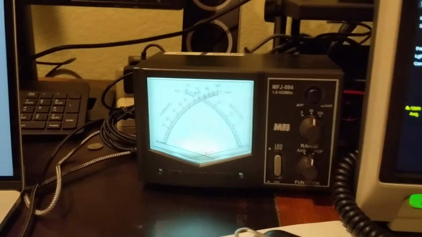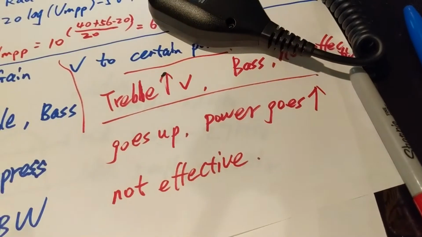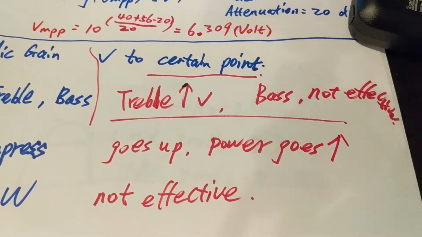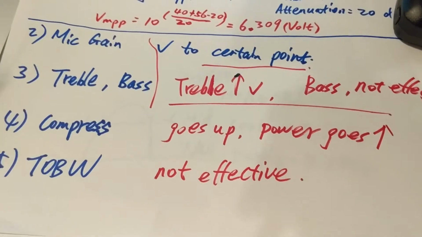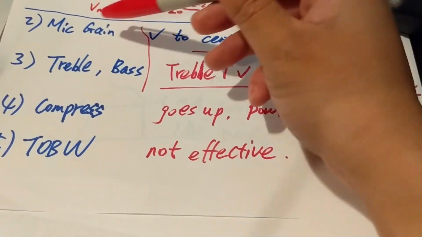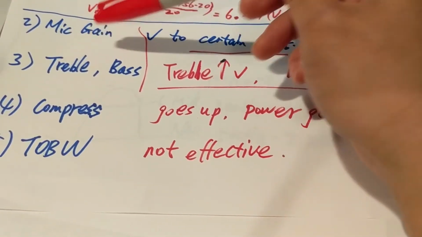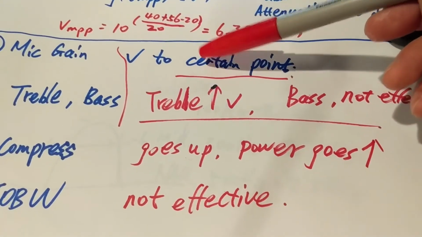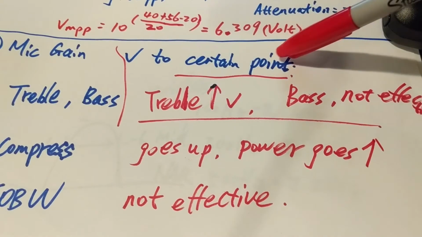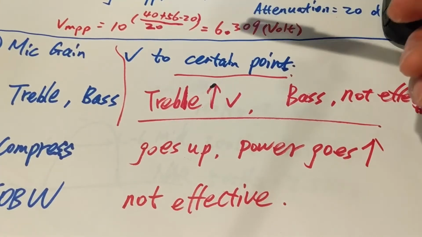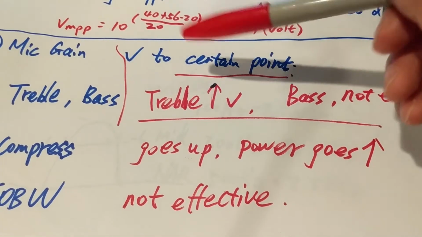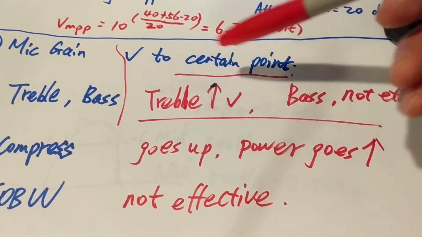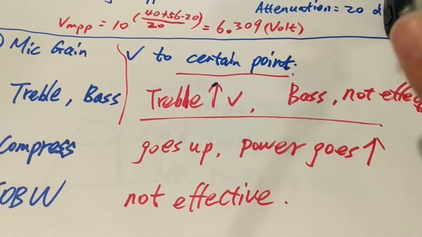power. Okay, let's summarize what we can do to boost the output. First, definitely you can speak louder, which is equivalent to microphone gain. If you speak louder, yes, you can increase the output power, but only to a certain point. After this point, the ALC kicks in, and regardless of how much more gain you try, the output power stays the same.